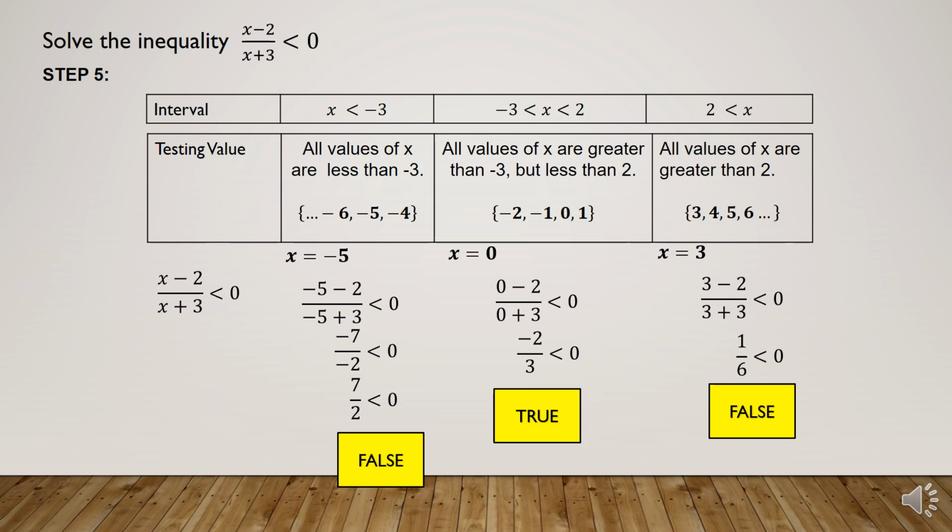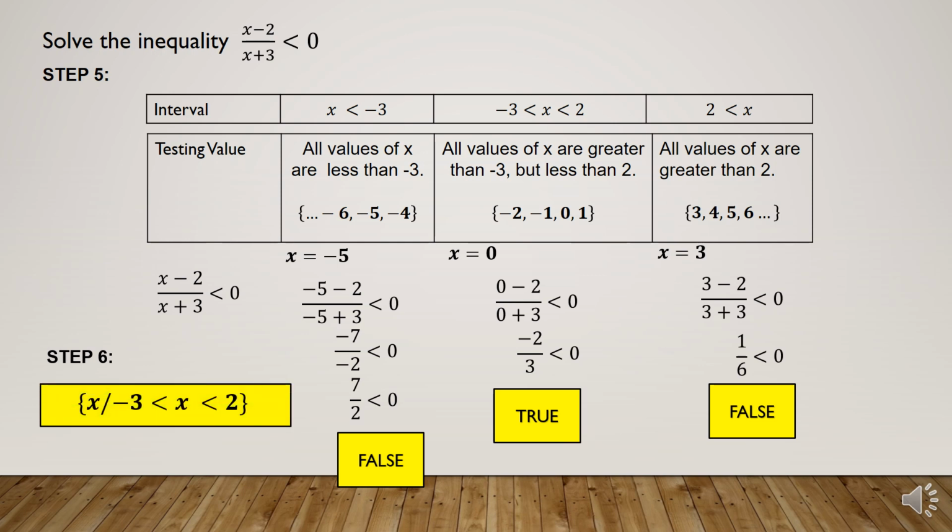So, you have observed that there's only one interval that will satisfy the given inequality. And this is now our step number 6, the solution set. So, always write the set of x such that, just copy the interval, negative 3 is less than x, but x is less than positive 2. And this is now the solution set.